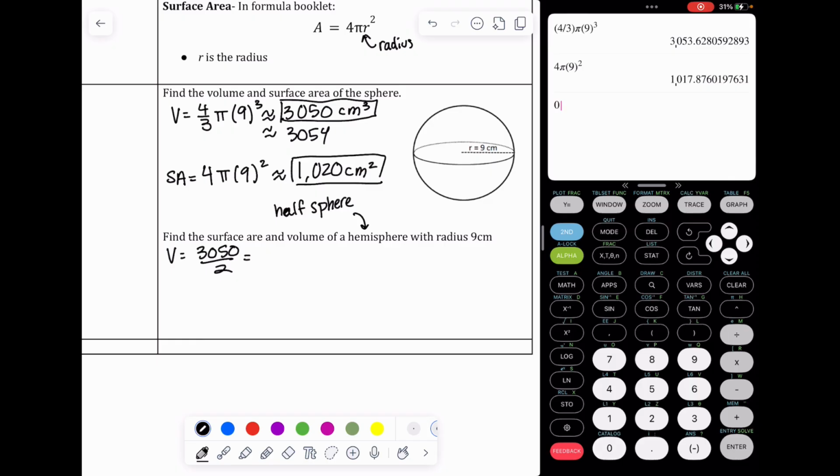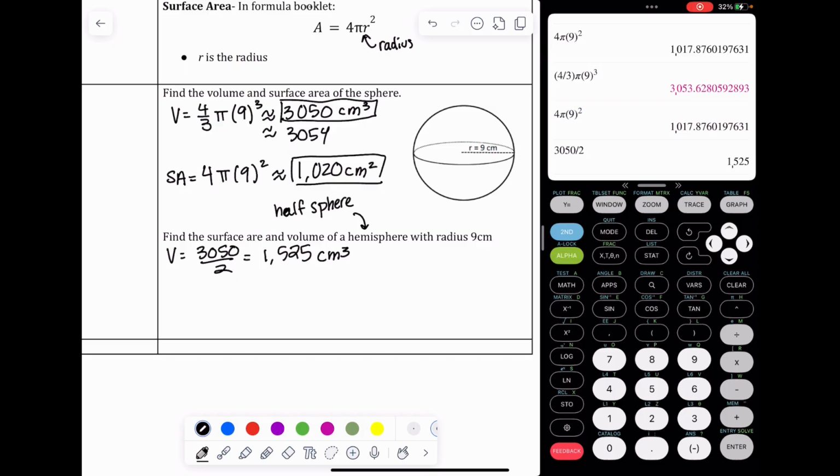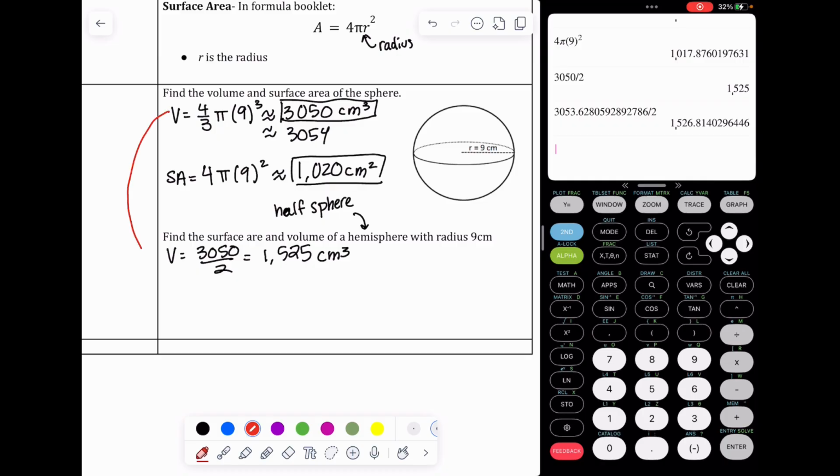So I could do 3,050 divided by 2 to get 1,525 centimeters cubed, or it would have been fine if you went back up and grabbed your exact measurement and divided by 2. That would be fine too. Both of those, when rounded to 3 sig figs, would get you the same thing anyway. That's not always true, but we can use our rounded version at the end of a problem. I'll just draw a little note. We got that from there.